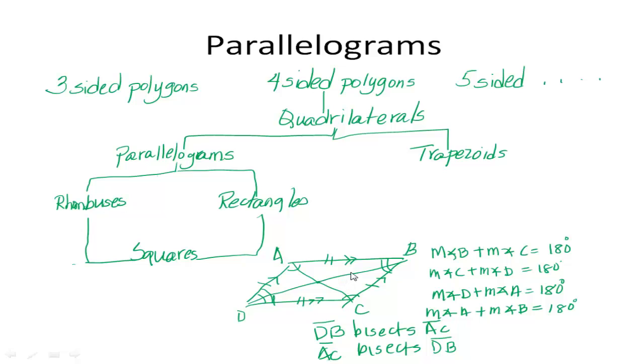That means that this segment here is congruent to this piece here, and that this piece here is congruent to this one. That's what it means that they bisect each other. And these are the properties for parallelograms. Since a rhombus is a parallelogram, it will share all of the properties that parallelograms have. And so will the rectangles, and so will the squares. That's what we're going to see in this presentation.